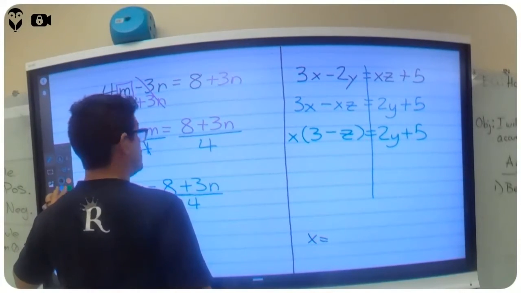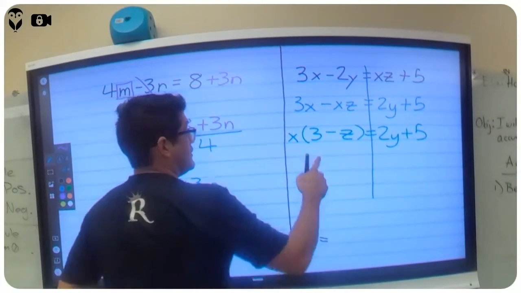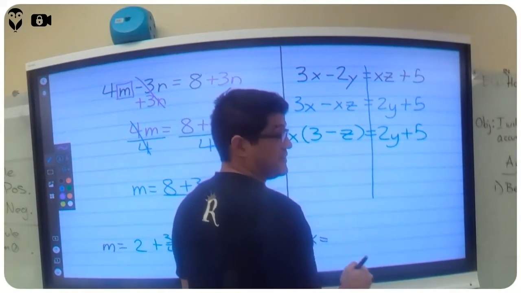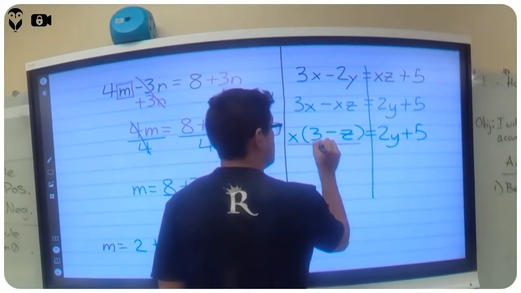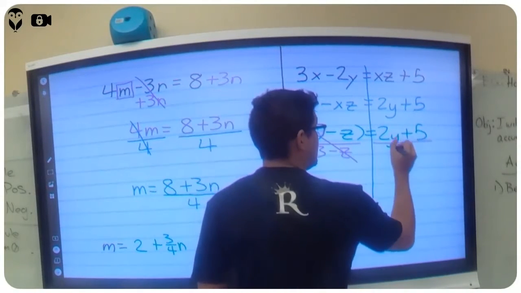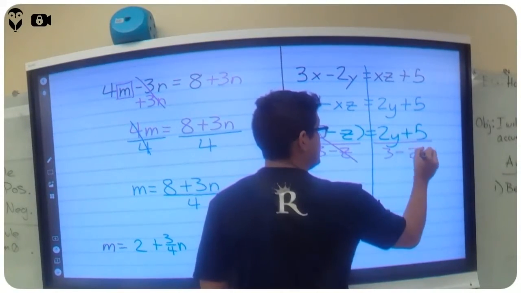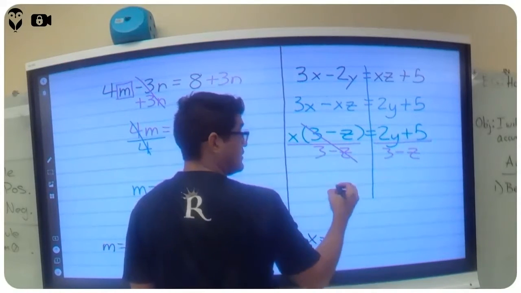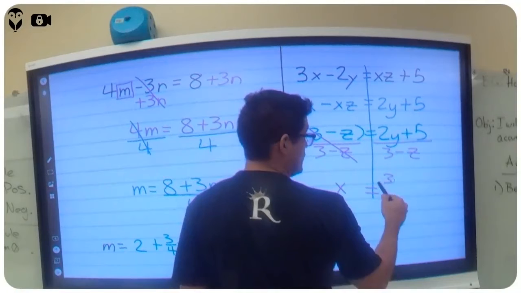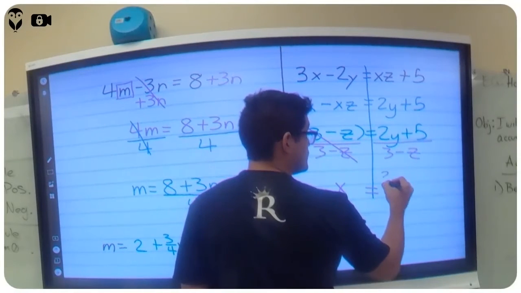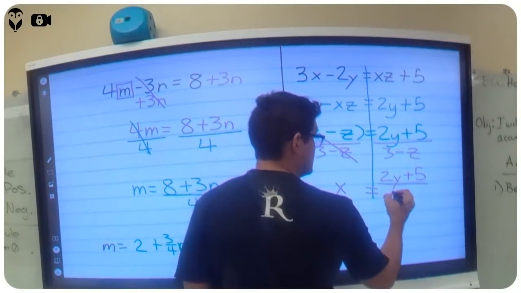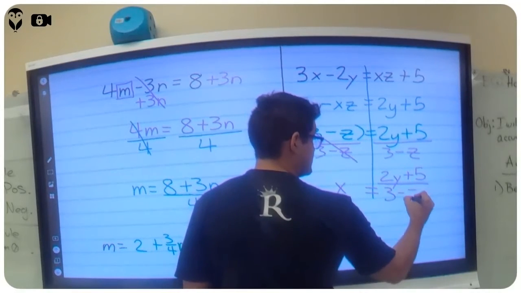Then we're going to get rid of 3 minus z. X is multiplying with this entire thing, 3 minus z. So if I divide by 3 minus z, that'll cancel it. Divide by 3 minus z, and there's our final answer. X is all by itself, and it equals 2y plus 5 divided by 3 minus z.